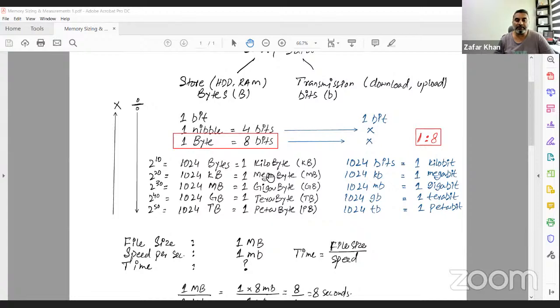1024 kilobytes is equal to 1 megabyte. 1024 megabytes equal to 1 gigabyte. 1024 gigabytes equal to 1 terabyte, and 1024 terabytes equal to 1 petabyte. So 1024 bytes is basically 2 to the power 10. Similarly, 1024 kilobytes is equal to 2 to the power 20. And then we have 2 to the power 30 as 1 gigabyte, which is 1024 MB. And then we have 1024 GB, which is 2 to the power 40.